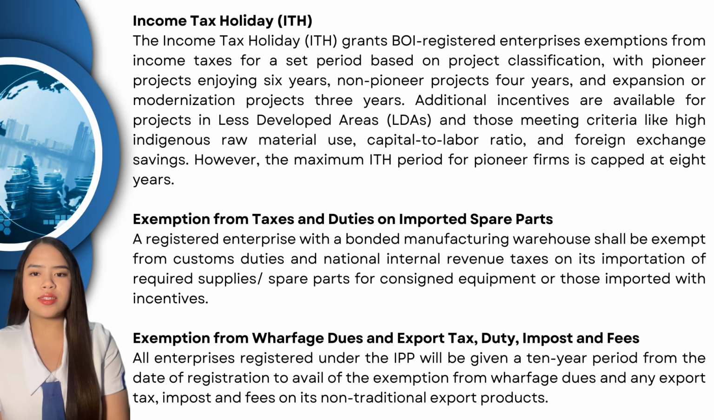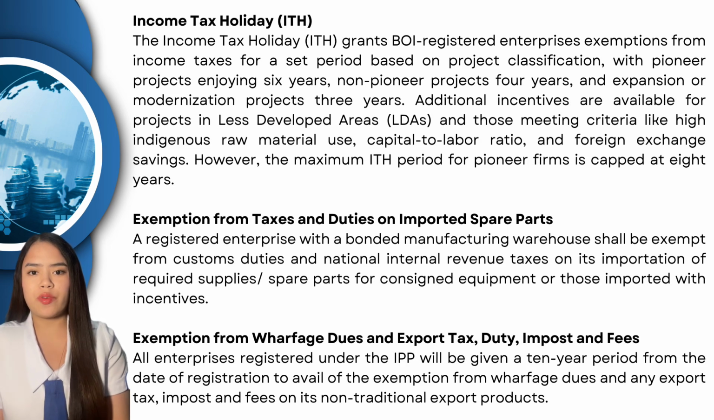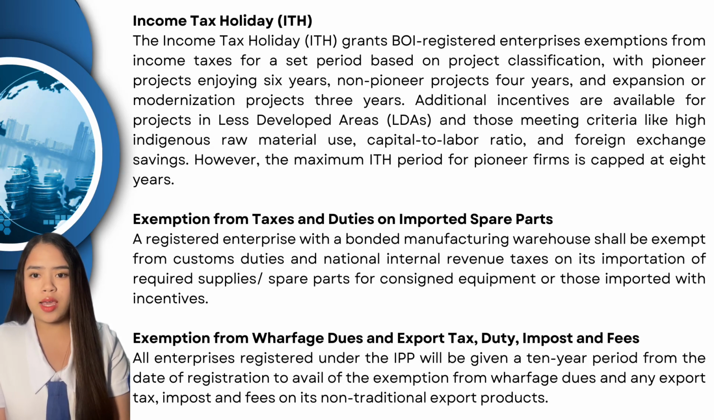income. Income tax holiday. The income tax holiday grants BOI registered enterprises exemptions from income taxes for a set period based on project classifications, with pioneer projects enjoying 6 years, non-pioneer projects 4 years, and expansions or modernization projects 3 years. So, additional incentives are available for projects in less developed areas and those meeting criteria like high indigenous raw material use, capital to labor ratio, and foreign exchange savings. However, the maximum ITH period for pioneer firms is capped at 8 years.